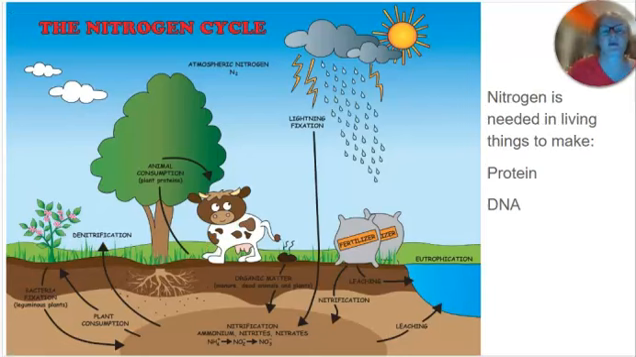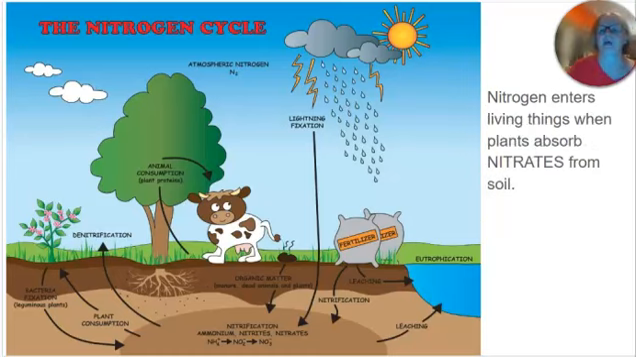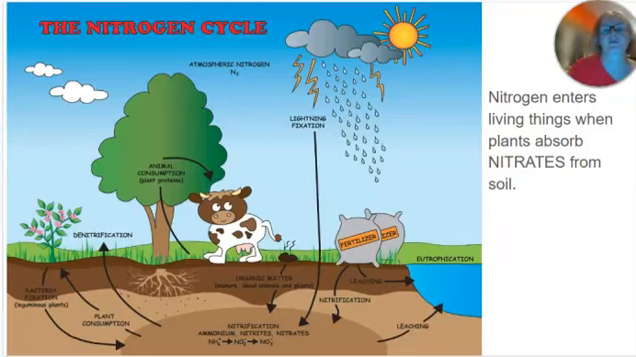The next cycle we'll think about is the nitrogen cycle. Nitrogen is an atom that is needed in living things, and its key area that it's needed for is to make proteins and to make DNA. And nitrogen can only enter living things when plants absorb it from the soil, and they absorb nitrogen in the form of nitrates. So in our diagram, nitrates are found down here in the soil.